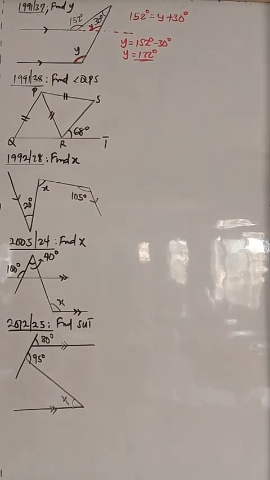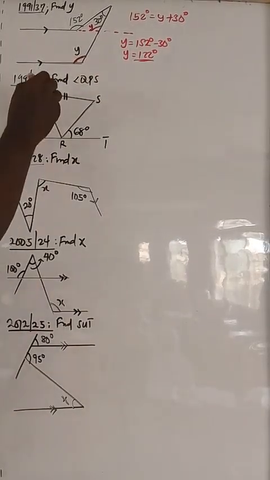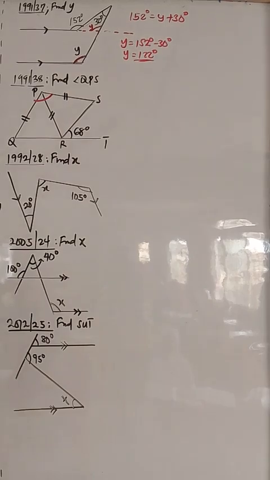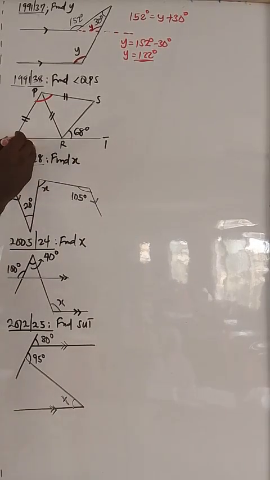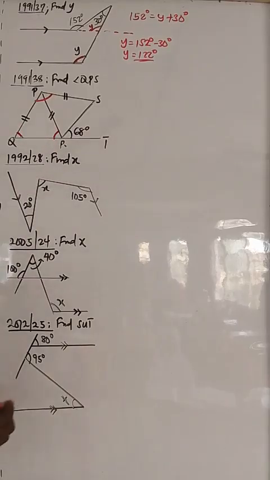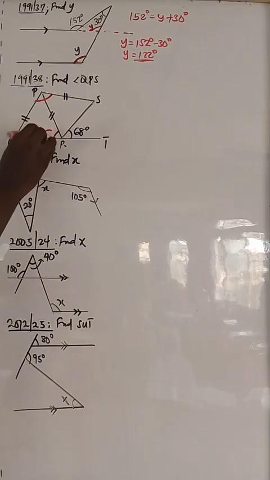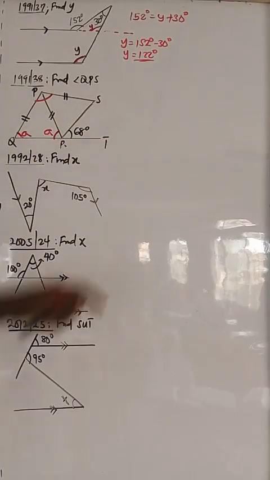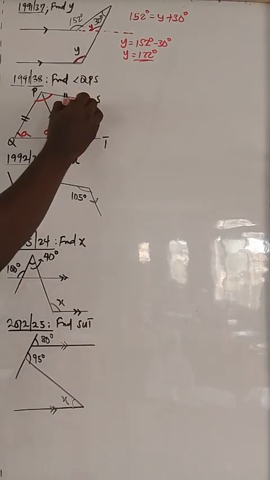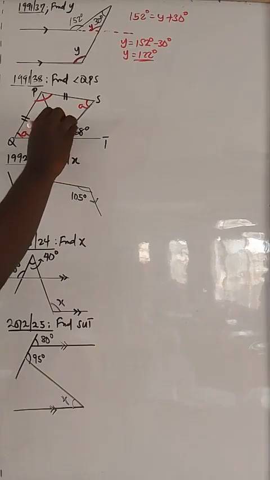Next, find QPS. QPS, not POS. QPS. You want to get the whole of this angle. Now look at this. These two double stripes indicate that this triangle is isosceles. So this angle here equals this angle. So if this angle is A, this is also A. Same thing goes here. This and this are also equal. So if this angle here is A, this is also A.